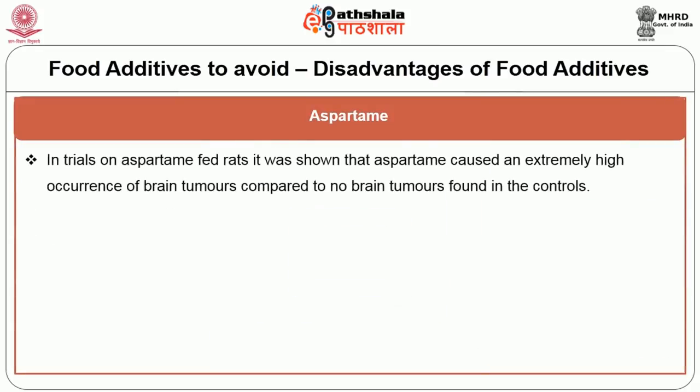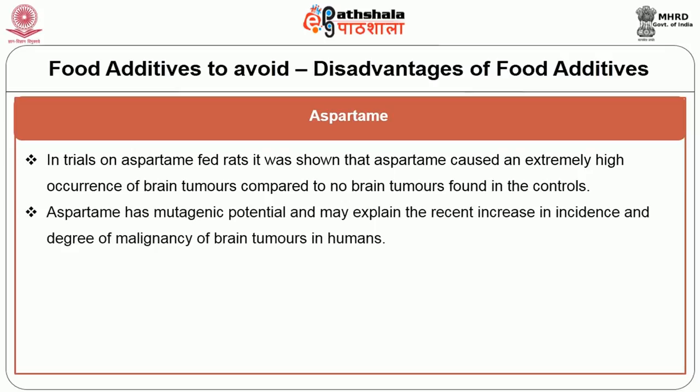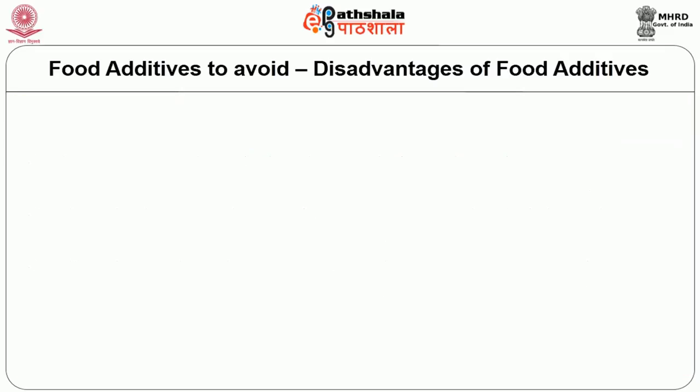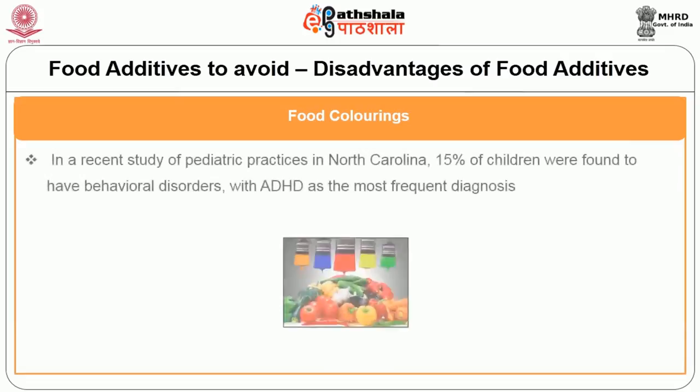Aspartame. In trials of aspartame-fed rats, it was shown that aspartame caused an extremely high occurrence of brain tumors compared to no brain tumors found in the controls. Aspartame has mutagenic potential and may explain the recent increase in incidence and degree of malignancy of brain tumors in humans. Aspartame may also cause neurochemical changes that could have functional or behavioral consequences, particularly in people with certain underlying diseases.